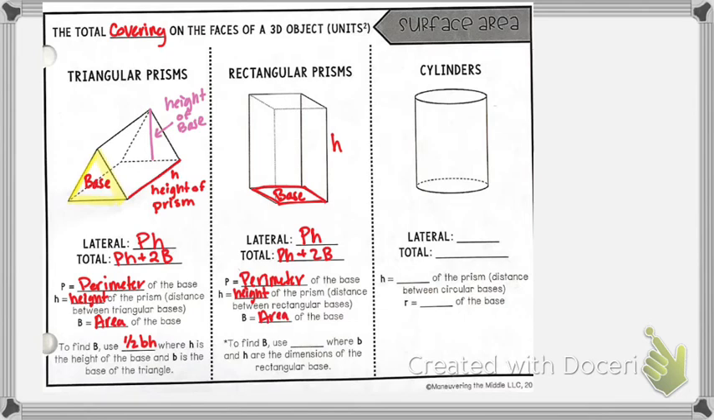On this one, to find B, we're going to use base times height, where b and h are the dimensions of the rectangular base. So we're going to use the base here. That will be h and b, lowercase b.